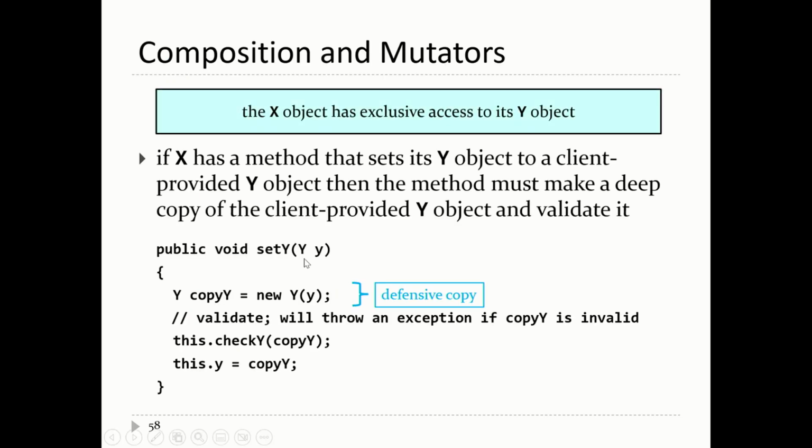And finally, the last case: if you have a method that changes the y object belonging to your object. So it takes in a y, and it changes its internal y. Then you have to do the same thing that the constructor does. First thing you do is copy the incoming object. You validate it if you have to, and only after the validation succeeds do you assign the copied object to your internal y field.